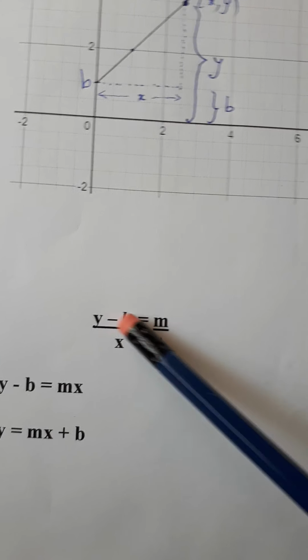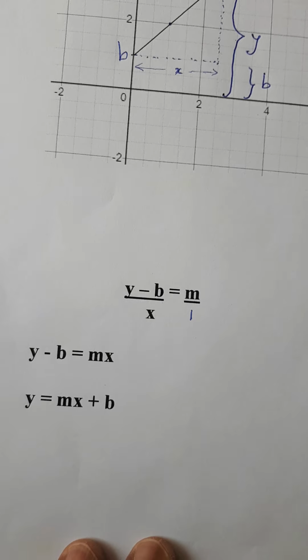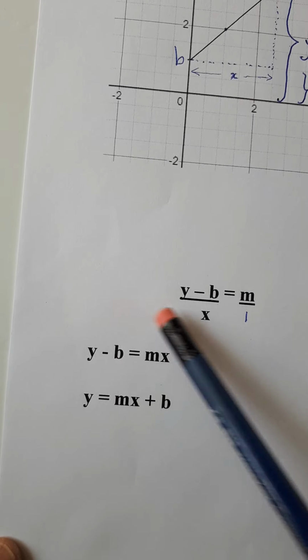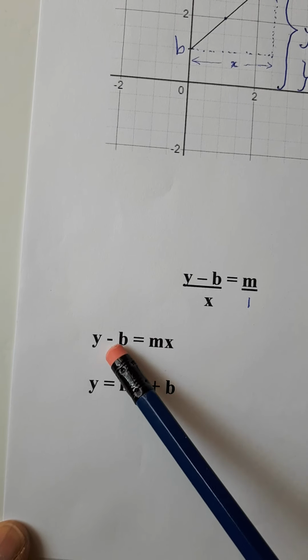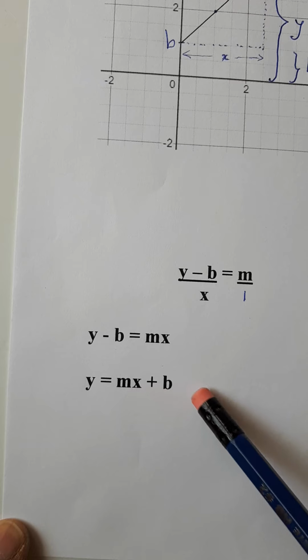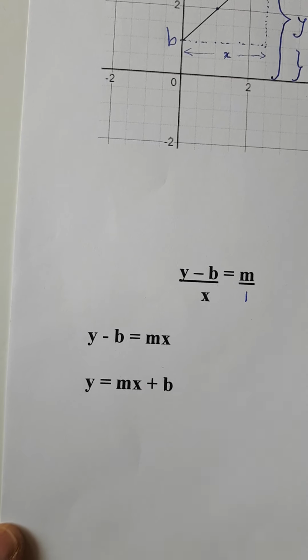If I put 1 there, I can cross multiply, and y minus b times 1 equals mx. Take the minus b to the other side of the equal sign, it becomes y equals mx plus b. So that's a general equation for a straight line.